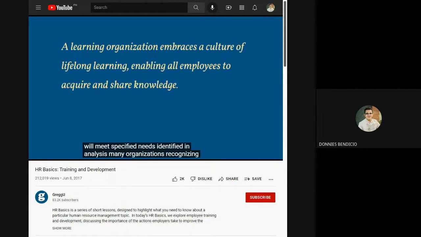Many organizations, recognizing the strategic importance of learning, strive to become learning organizations. A learning organization embraces a culture of lifelong learning, enabling all employees to acquire and share knowledge all the time.